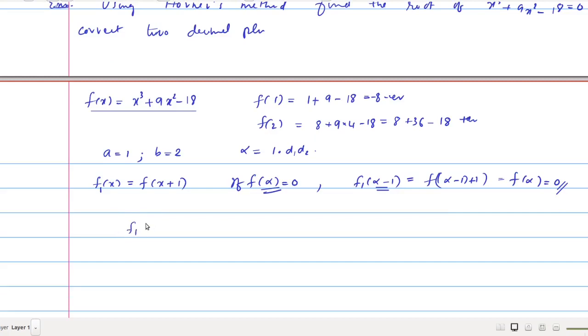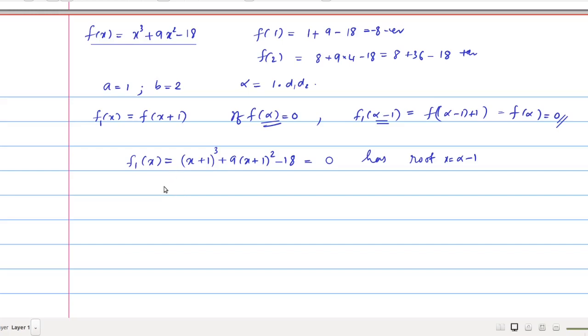So how will you get this f1 of x? f1 of x is obtained by replacing x with x plus 1 in this equation. So x plus 1 whole cube plus 9 times x plus 1 whole square minus 18. So this is our new f1 of x. We can say that this equation has root x equal to alpha minus 1. Equation root എന്തായിരിക്കും? alpha minus 1 ആയിരിക്കും.